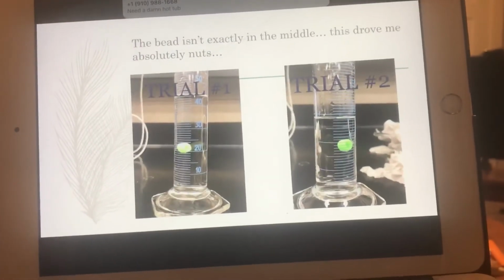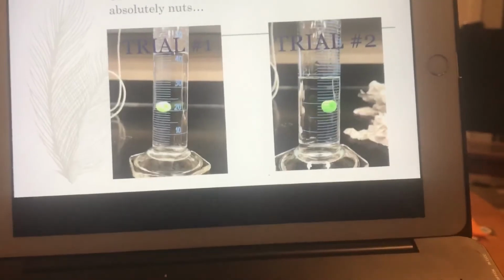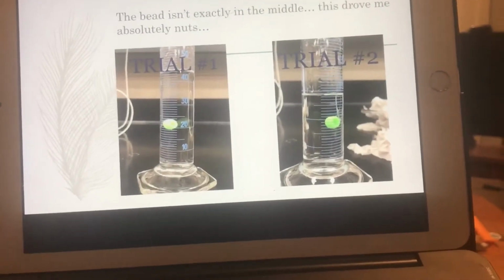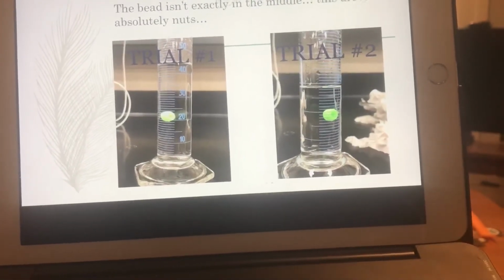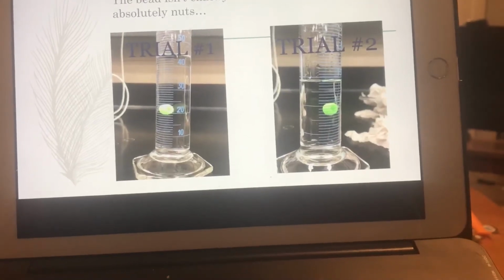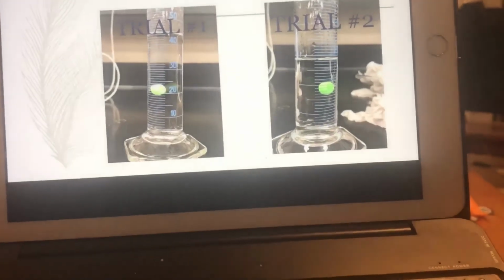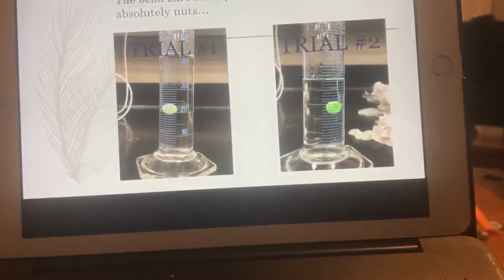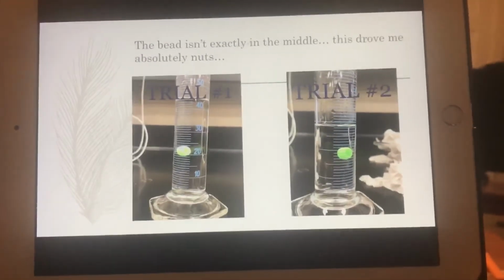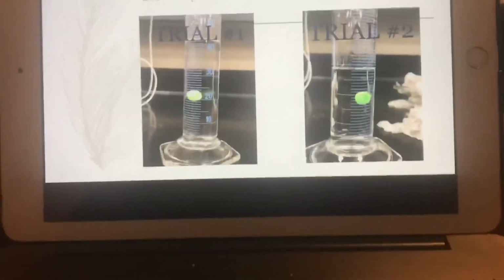So again, I had a hard time trying to get it in the exact middle because it was really touchy. You could add a drop here of glycerin, a drop here of water, and it would rocket the bead either to the bottom or the top, and it was just really hard to attain that perfect balance. And of course, I'm being a perfectionist about it.